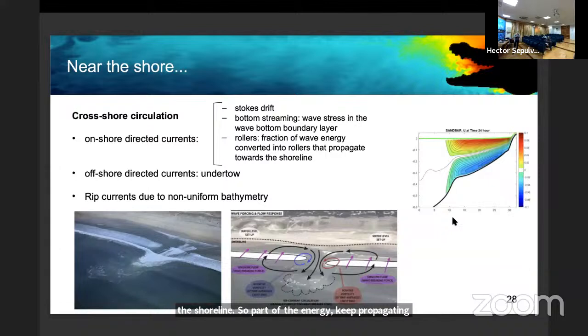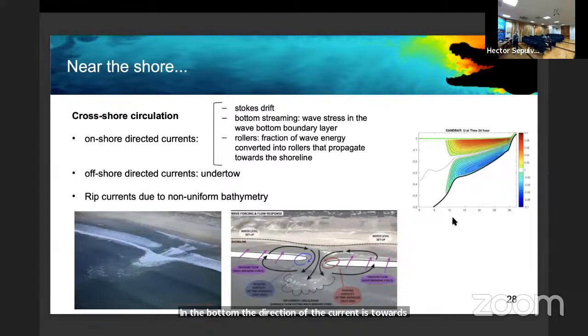And in response to this transport towards the shore, you need to have a balance. And so you have an offshore directed current that is named the undertow. In this section, you can see that close to the surface, the direction of the current is toward the shore, and at the bottom, the direction of the current is towards offshore.